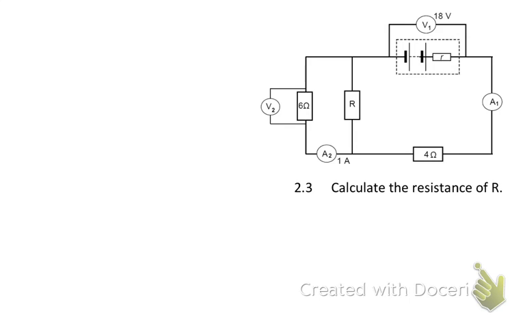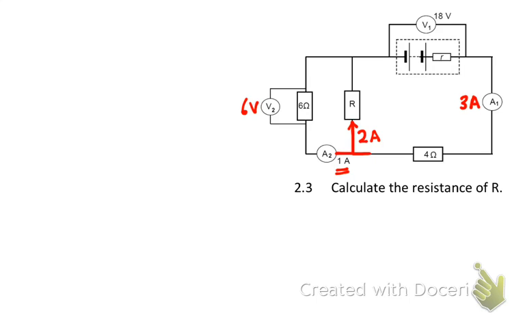Right, 2.3, calculate the resistance of R. What do we know? We know that the total current is 3 amperes. We've just worked that out. We know that the current splits in the parallel branch, and we can see that 1 ampere goes through the 6 ohm resistor, which means that 2 amperes must go through resistor R. And so the 3 ampere total splits 1 ampere through the 6 ohm resistor, 2 amperes through resistor R.